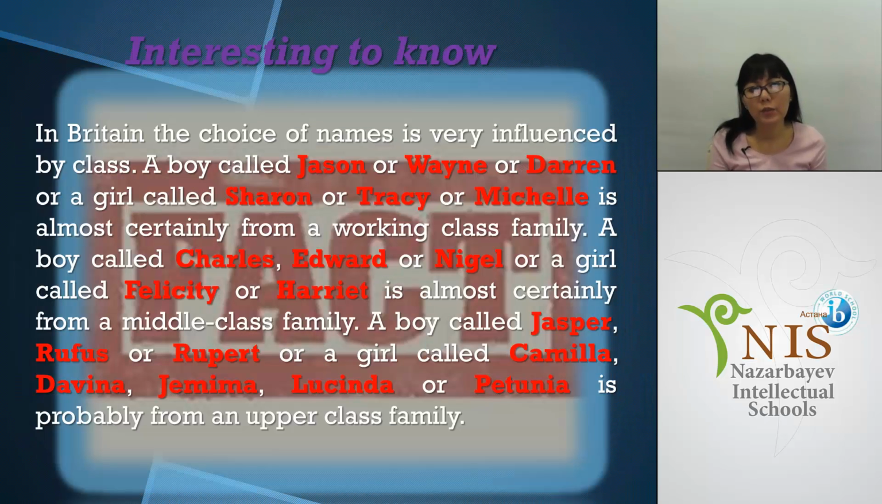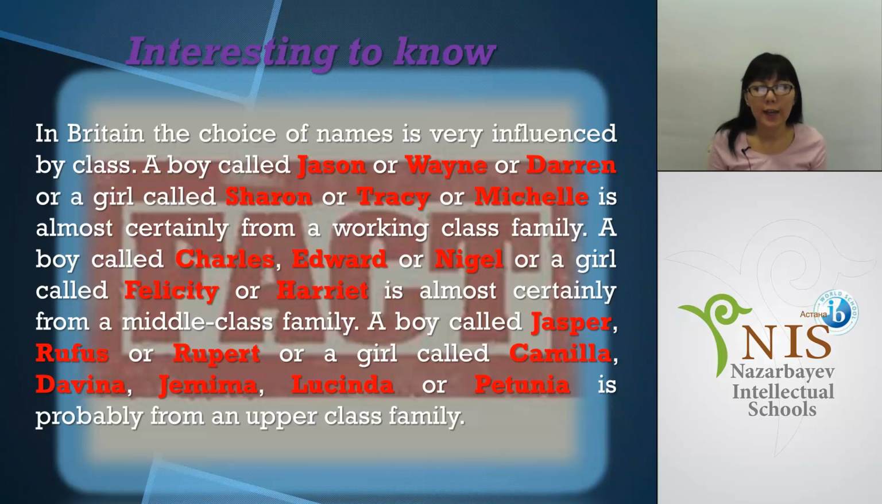And there are some interesting facts. In Britain, the choice of name is very influenced by class. A boy called Jason or Wayne, and a girl called Sharon or Tracy, are almost certainly from a working class family. So by this name we can identify the social position of the family.